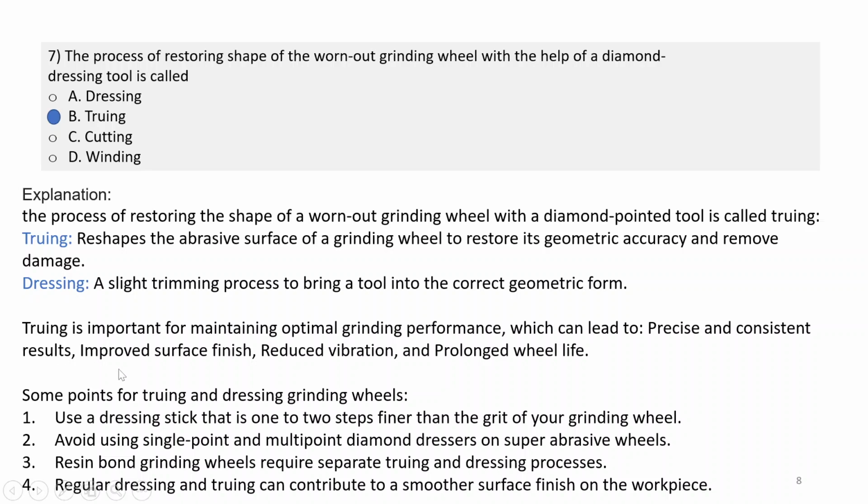Okay, truing is important for maintaining optimal grinding performance, which can lead to precise and consistent results. It has improved surface finish, reduced vibration and prolonged wheel life. Some points for truing and dressing grinding wheels: use a dressing stick that is 1 to 2 steps finer than the grit of your grinding wheel, and avoid using single point and multi point diamond dressers on super abrasive wheels. Resin bond grinding wheels require separate truing and dressing processes, and regular dressing and truing can contribute to a smoother surface finish of the workpiece.